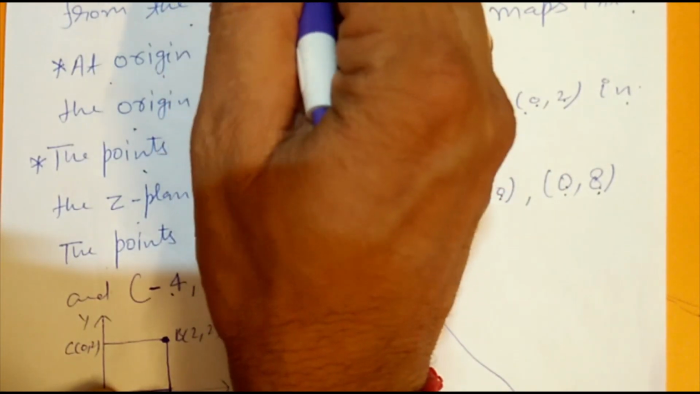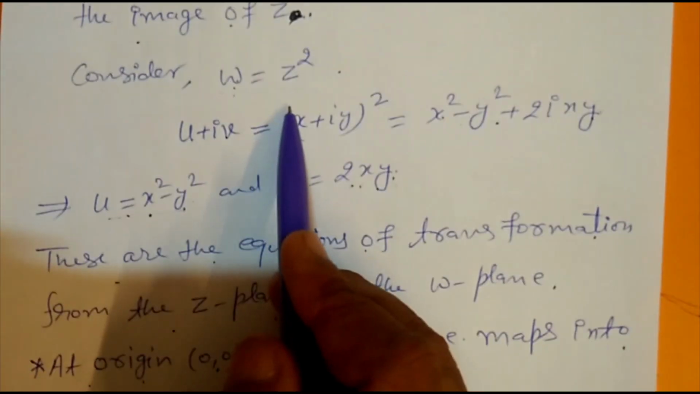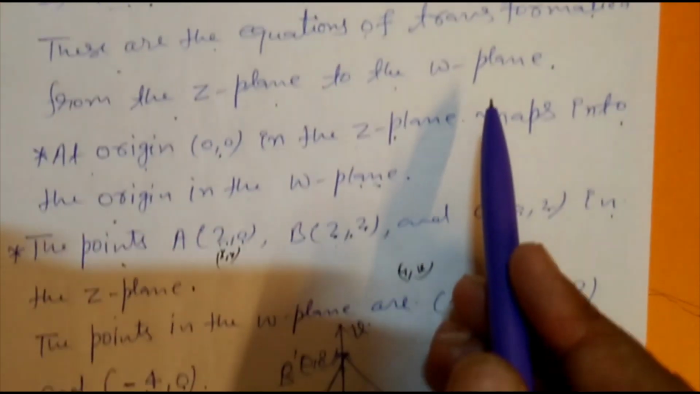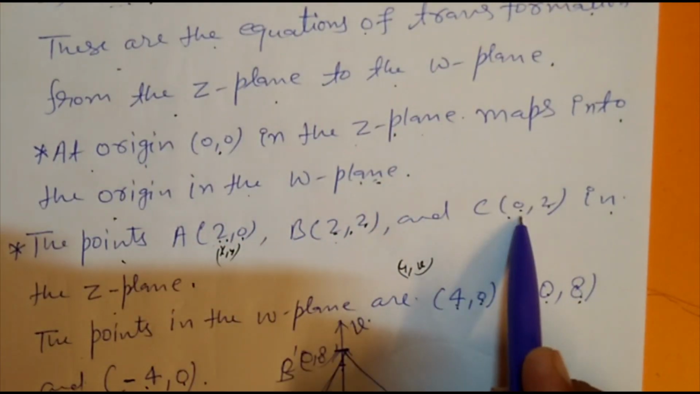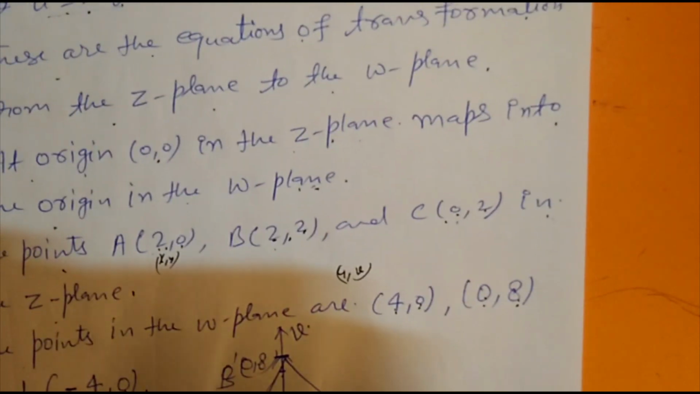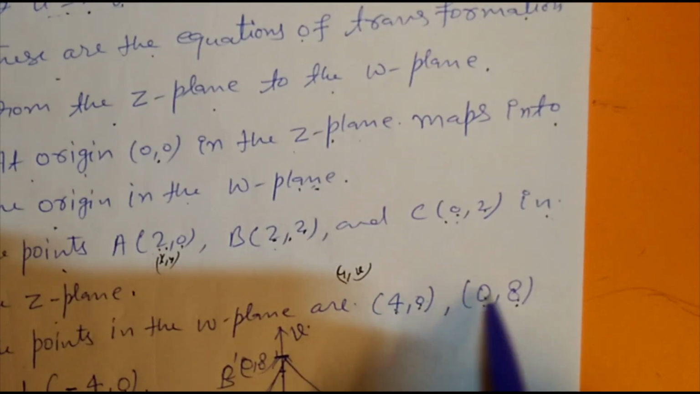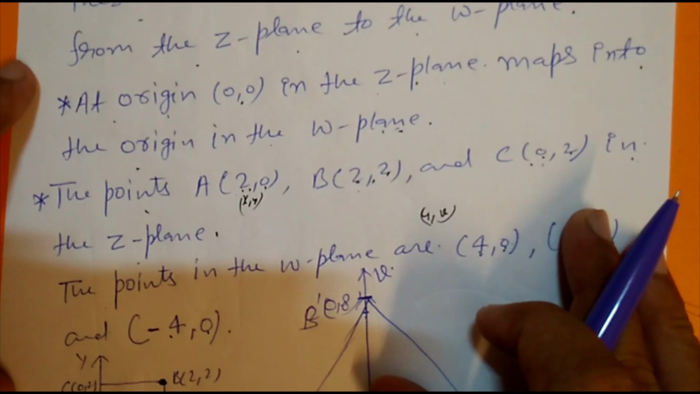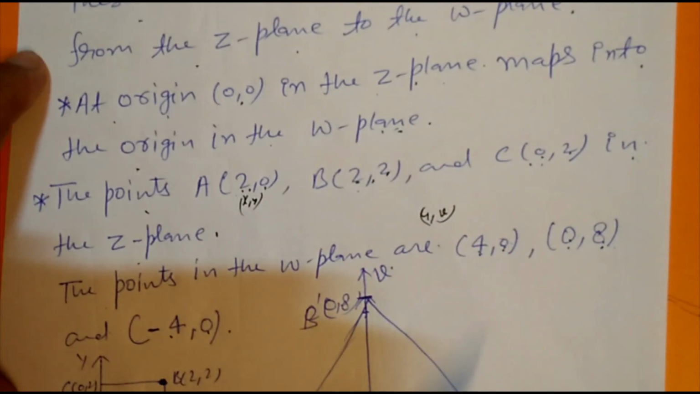Second point, the points A, B, C in the z plane. If we have a transformation w = z squared, and in this transformation the three points A, B, C in the z plane, then the points in the w plane are (4, 0), (0, 8) and (-4, 0). So how to compute the points in the w plane?